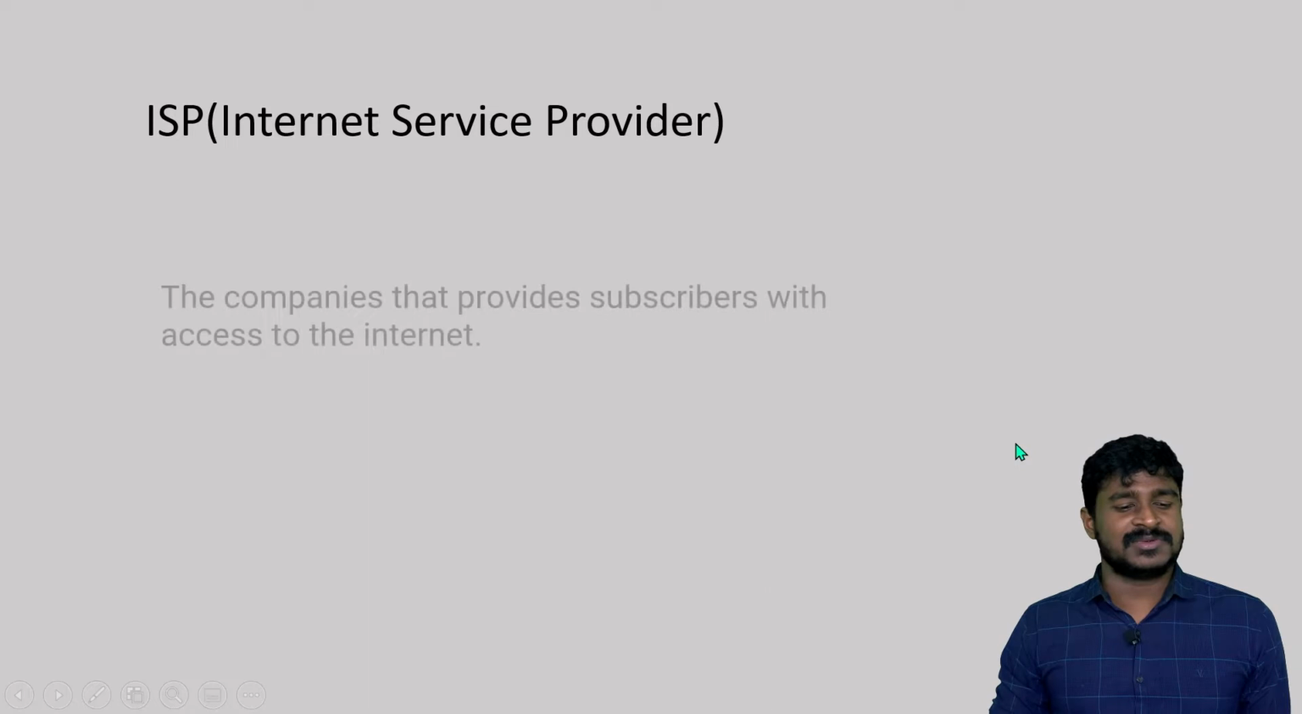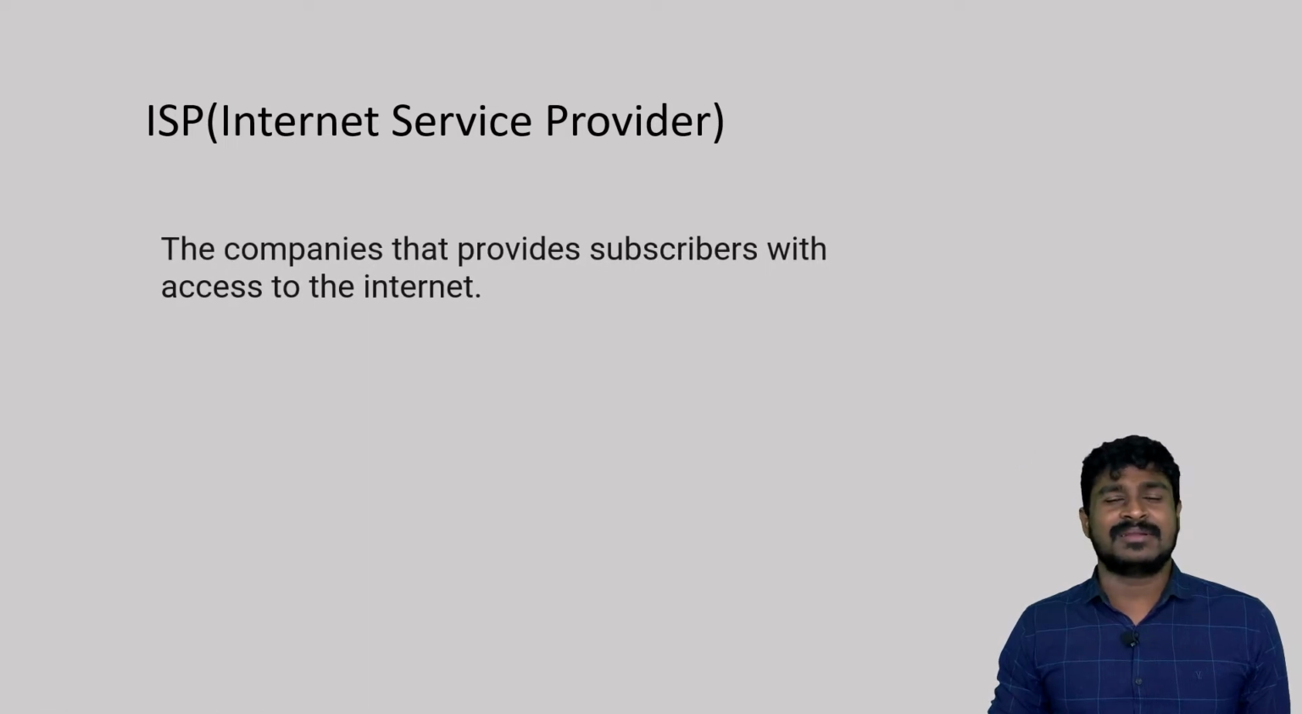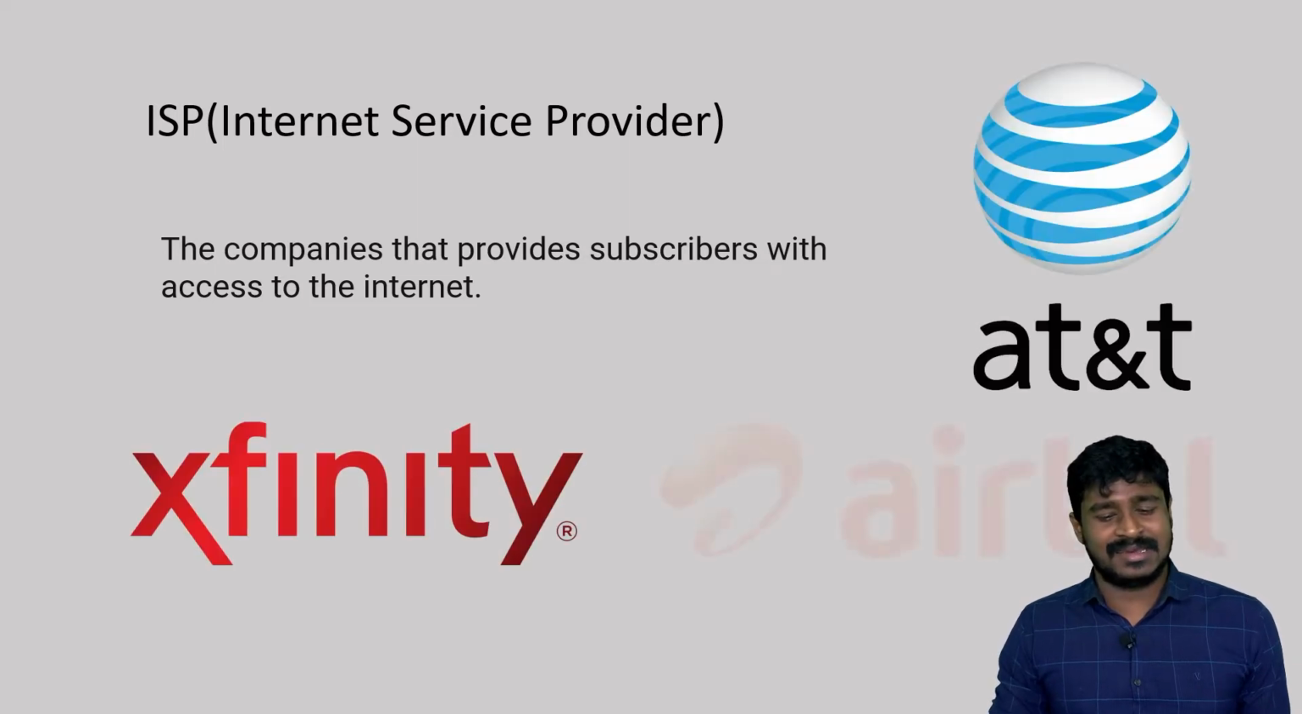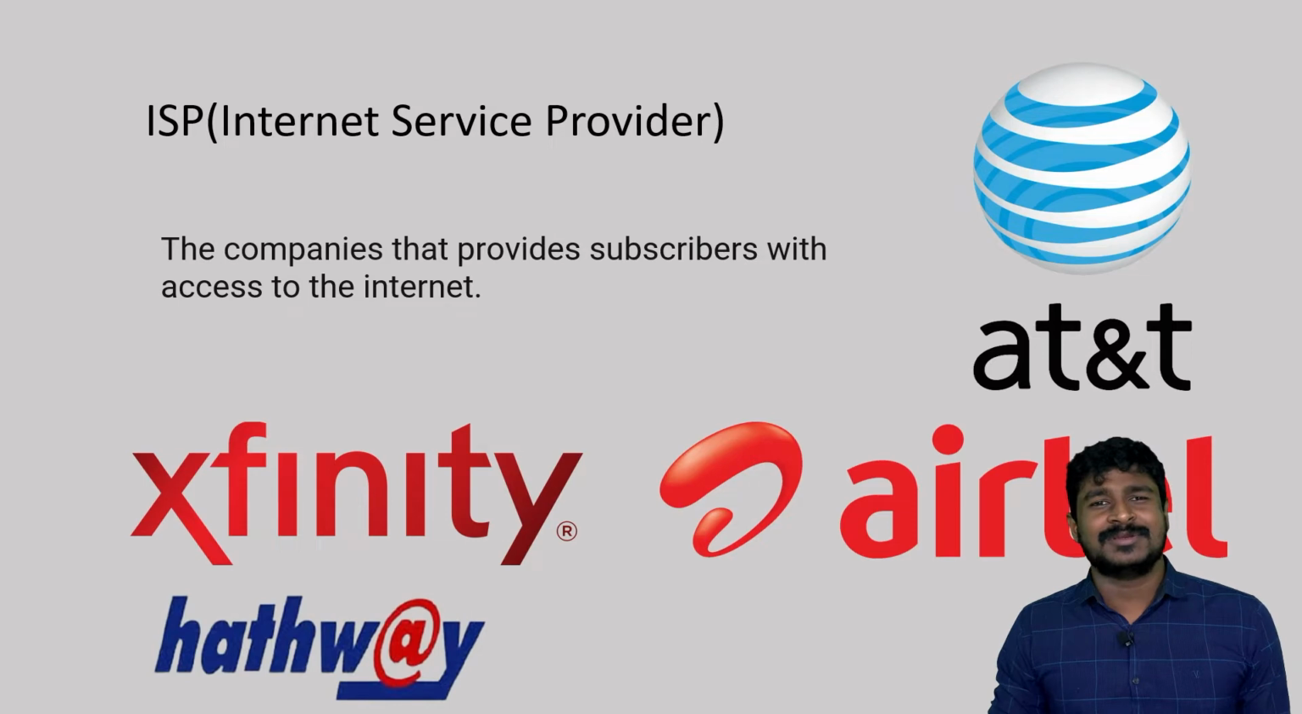Welcome back. In this session, we'll discuss some basic terms that we will be using in networking. The first one is the Internet Service Provider, or the ISP. ISPs are the companies that provide us internet connection, be it AT&T, Xfinity, Airtel or whatever. They are the ones giving us internet connection, right? So we call them Internet Service Providers. That's all.